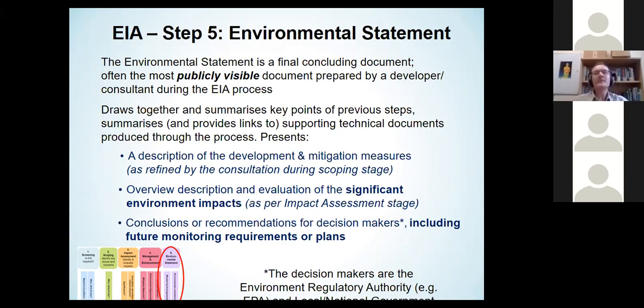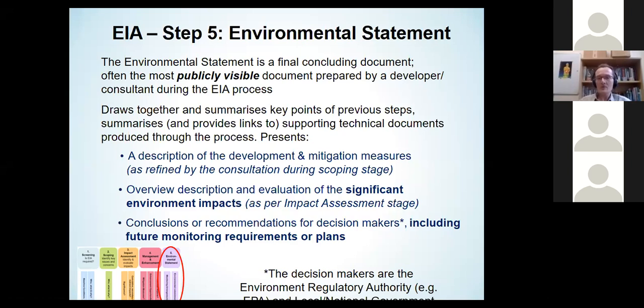Once all of those steps are done, here it's all brought together into that public-facing document. So all of those documents that are produced during those earlier stages, they're brought together in what we call an environmental statement. And this is the part that the public see and that journalists read if they're interested in looking at environmental problems in their area. So it's a concluding document that summarizes it, brings it all together. So it repeats quite a lot of what was already done, but puts it in a more succinct form. So it describes development and shows the mitigation measures that are being proposed, including any bits of refinement that came out of the consultation process during the scoping stage and during the mitigation and enhancement stage.